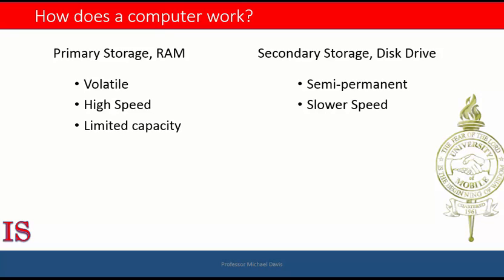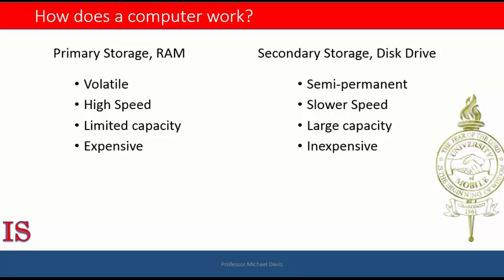RAM has a very limited capacity when compared to the magnetic disk drives. You might have 8 billion bytes of available RAM on your computer, which is quite a bit, but today there are magnetic disk drives with several trillion bytes of capacity. That RAM is expensive when compared to the magnetic disk. So there you have a comparison between primary and secondary storage.